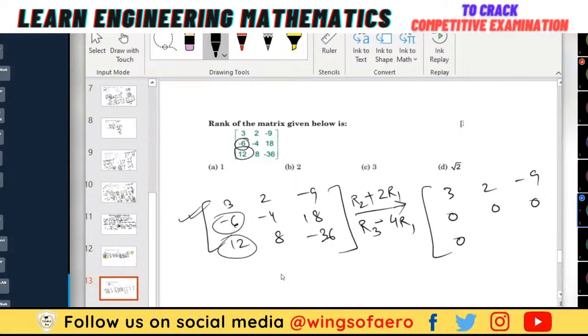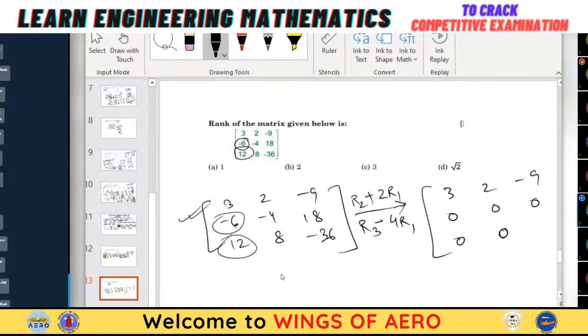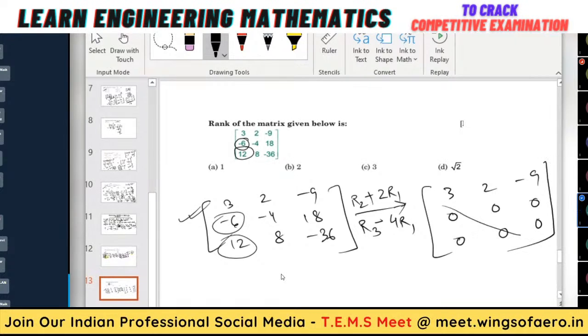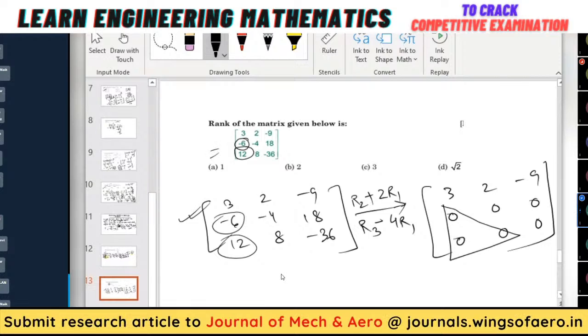It is obviously 0. 8 minus 4 into 2, it is 0. Minus 36 minus of minus 9 into 4, it is plus 36, again 0. So already this matrix question is very easy. Everything is written properly here. So just using this operation you can get this simple matrix with 0, 0.